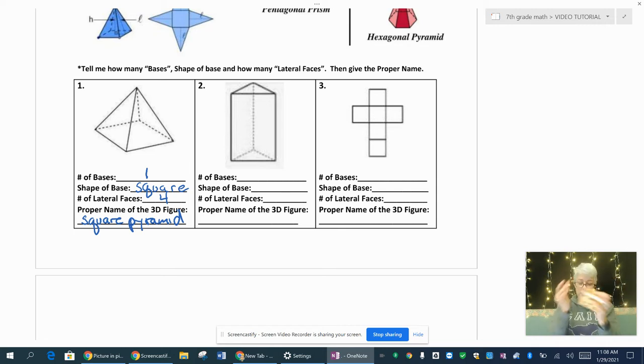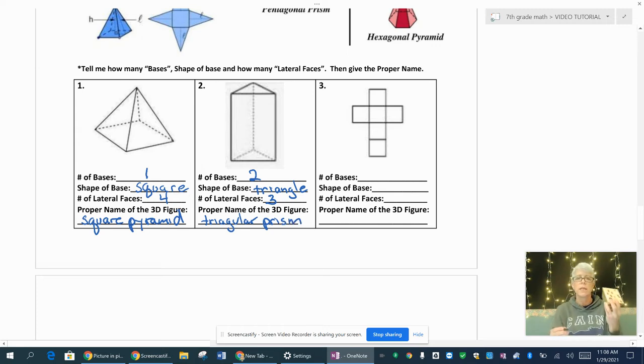So the number of bases on this is going to be 2. The shape of the base is a triangle, filling in the second part. Number of lateral faces. Okay, these are the bases where my hands are. So the faces are 1, 2, 3. And the proper shape for this is a triangular prism.